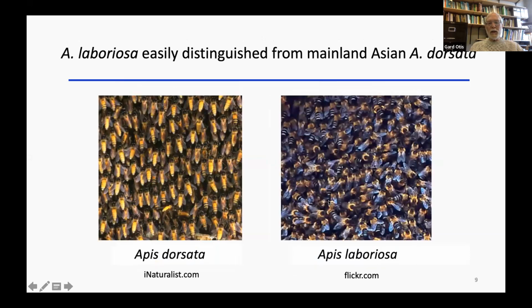And in fact, you can even, through binoculars from a distance, look at a colony and very readily tell that dorsata in mainland Asia always has some orange or yellow on its abdomen. The older, darker foragers here have an orange anterior part of the abdomen and a black posterior portion. The younger bees are much paler yellow. Laboriosa over here is totally different. You can see many of these bees with the white bands clearly visible on the black abdomen, and the golden hairs of the thorax.